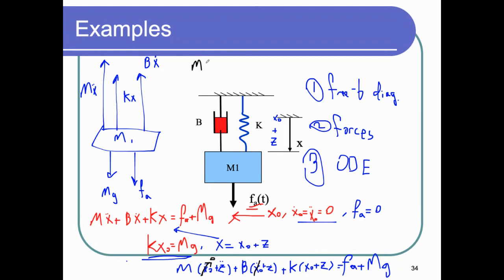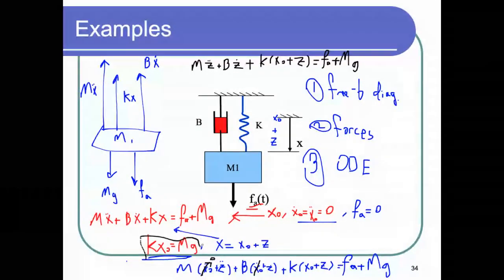I get m z double prime plus b z dot. I use prime and dot interchangeably. Plus k, x naught plus z, is equal to F_a plus mg. Notice something here. We had this equality, right?